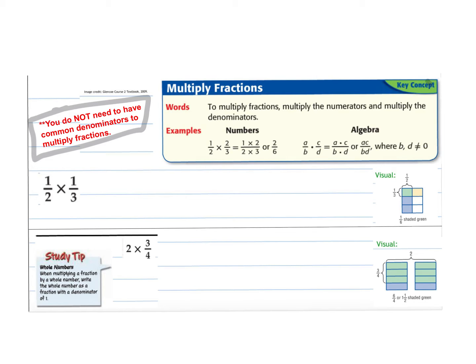So a key concept to write down is that when you're multiplying, you simply multiply numerators and multiply denominators. You're multiplying straight across. And this is when you just have fractions that are less than 1, no mixed numbers here.